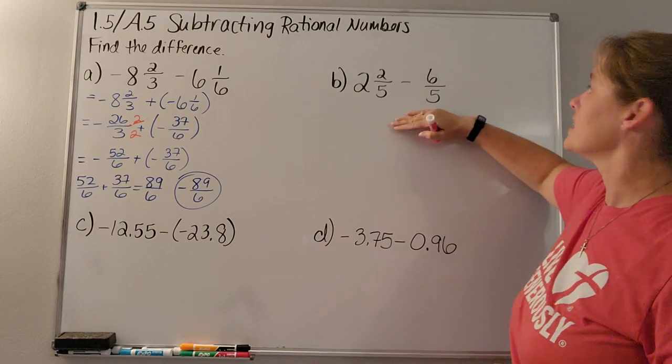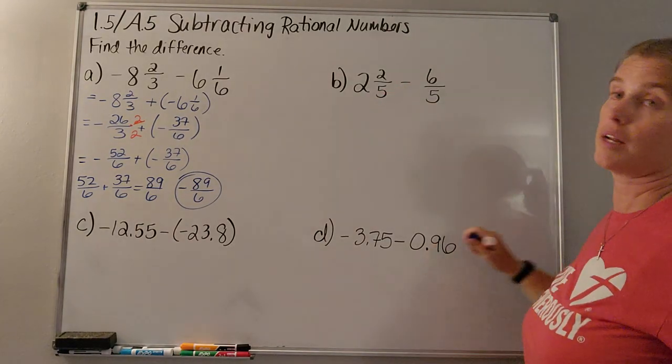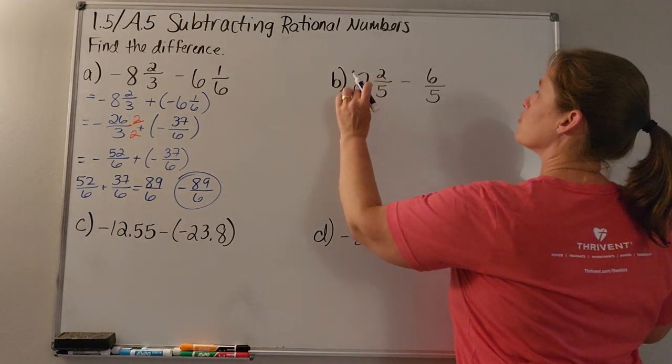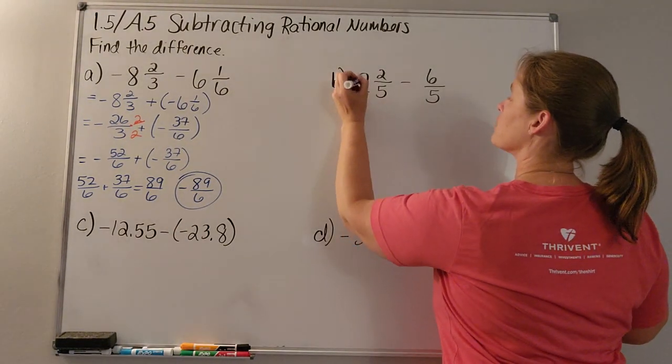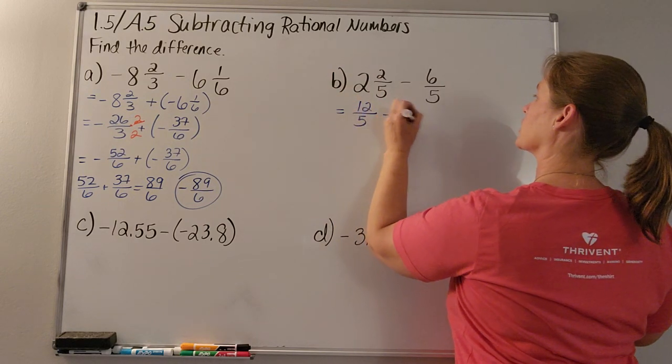2 2/5 minus 6/5. Look at 6/5, already an improper fraction. Let's just make 2 2/5 join it. 5 times 2 plus 2. 5 times 2 is 10 plus 2 is 12. So I have 12 over 5 minus 6 over 5.